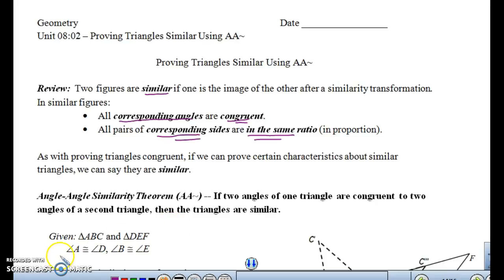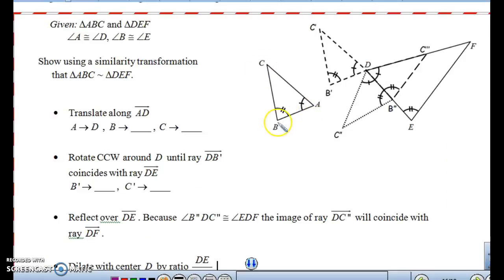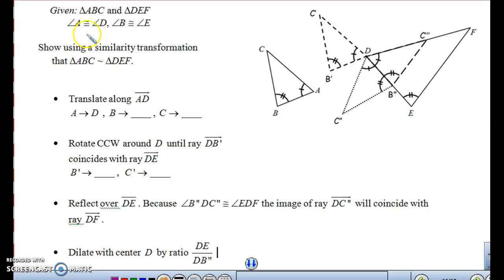So let's do a similarity transformation proof to show why this works. Let's prove that triangle ABC, which is this triangle right here, and triangle DEF are similar using a similarity transformation. We're going to use angle-angle to prove that. We are given triangle ABC and triangle DEF, where angle A is congruent to angle D, and angle B is congruent to angle E. We want to show that these two triangles are similar when you just have two corresponding angles that are congruent.